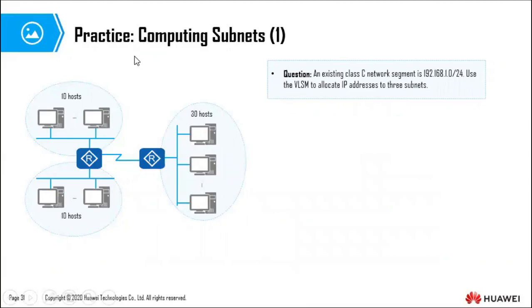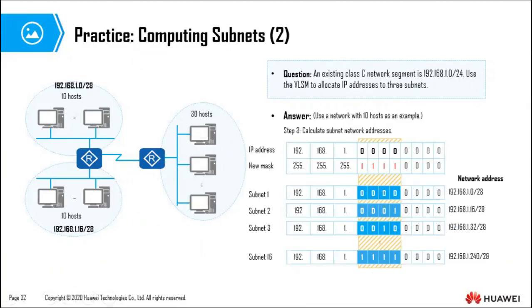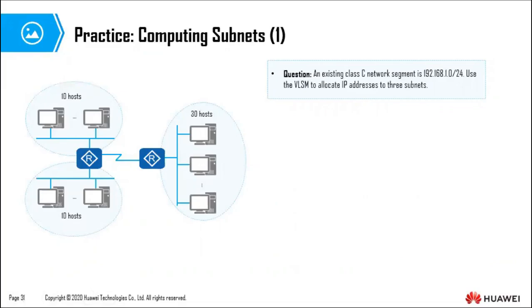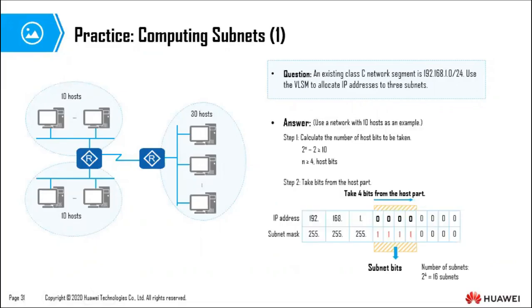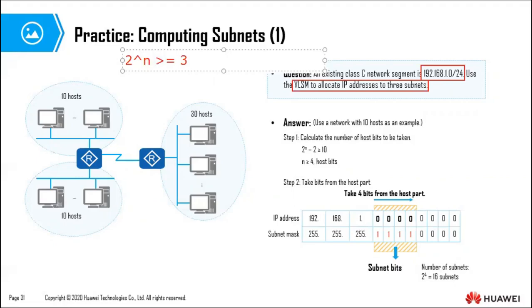Okay, so I think we have an example here. So an existing Class C network segment. Let's see this example: 192.168.1.0/24. Use VLSM to allocate the IP address to how many subnets? How many subnets do we need? 3 subnets, right? So 2 raised to power n must be greater than or equal to 3, right?